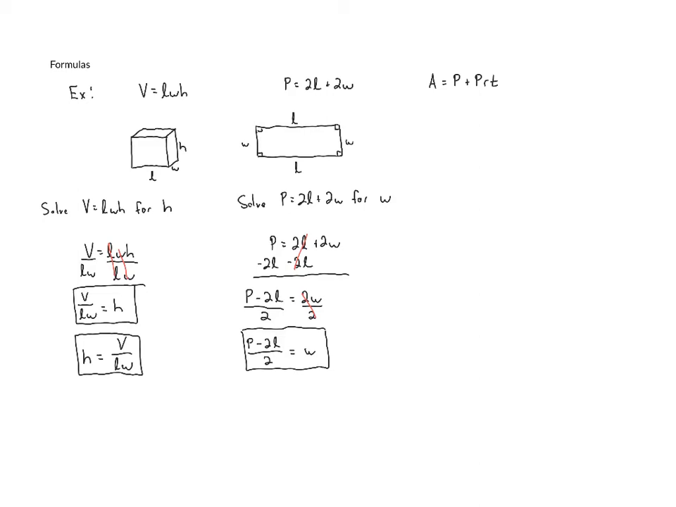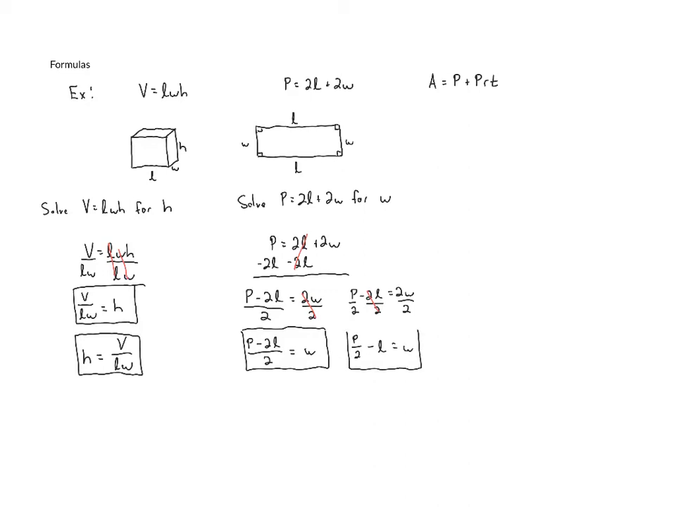There's another way to write the answer, though. If when we divided both sides by 2, instead of just putting the whole left-hand side over 2, we divided each term by 2 individually, that would give us P over 2 minus just L, because the 2's cancel out there, equals W.